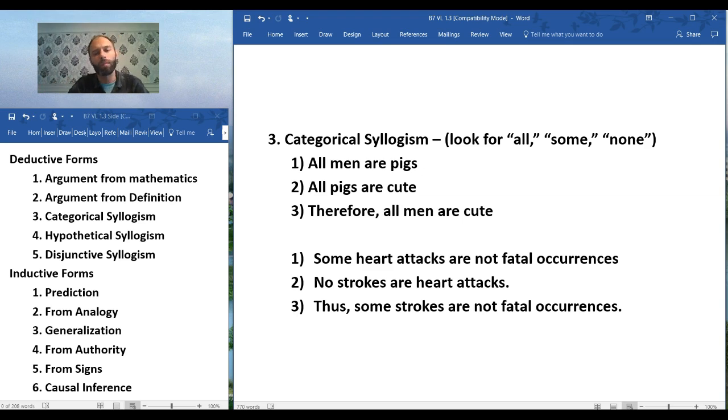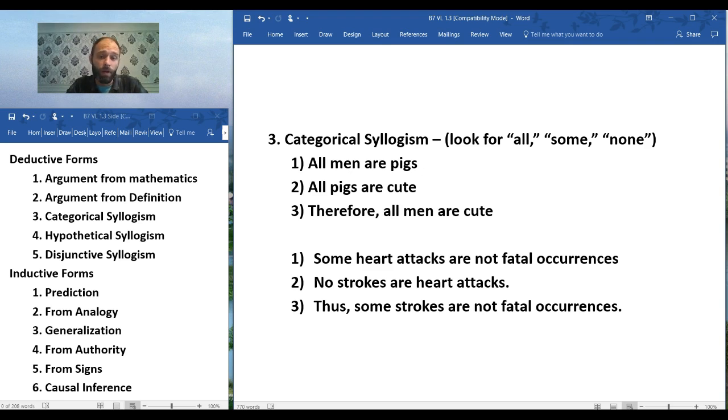So let's look at some examples here. First argument, premise 1, all men are pigs. Premise 2, all pigs are cute. And the conclusion, therefore, all men are cute. So here we see 3 different categories of things: men, pigs, and things that are cute. And the argument tries to draw a conclusion about how those categories fit together, right? So we see the word all there used 3 times. It's talking about all of the members of certain classes and their qualities.